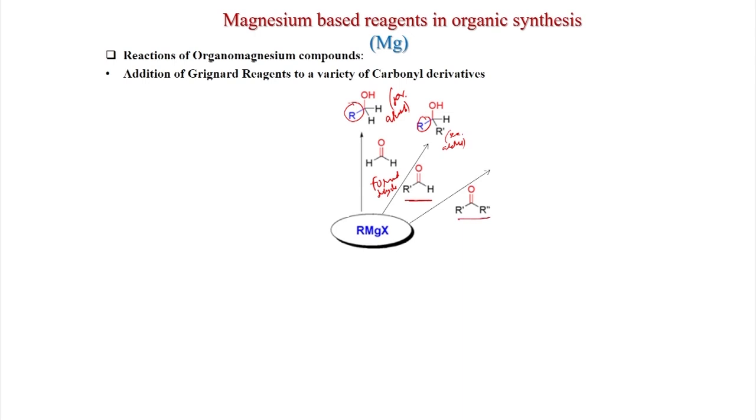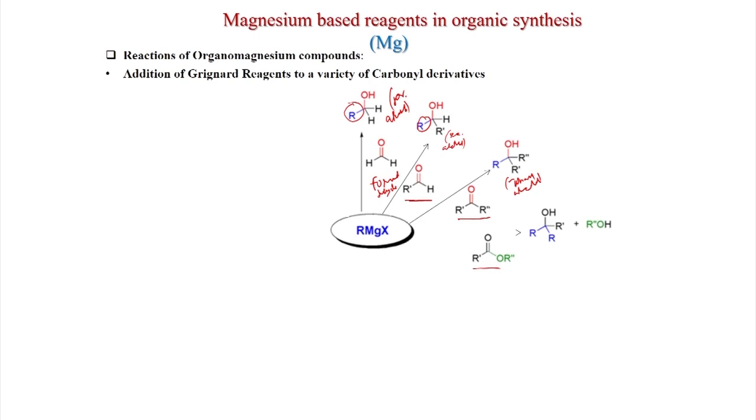Also with ketone you get a tertiary alcohol. So, this is the preparation of different alcohols from Grignard reagents. These are very useful reactions: primary alcohol can be obtained from reaction with formaldehyde. Other aldehydes can give a secondary alcohol and ketone will give tertiary alcohol. Similarly, ester also gives tertiary alcohol.